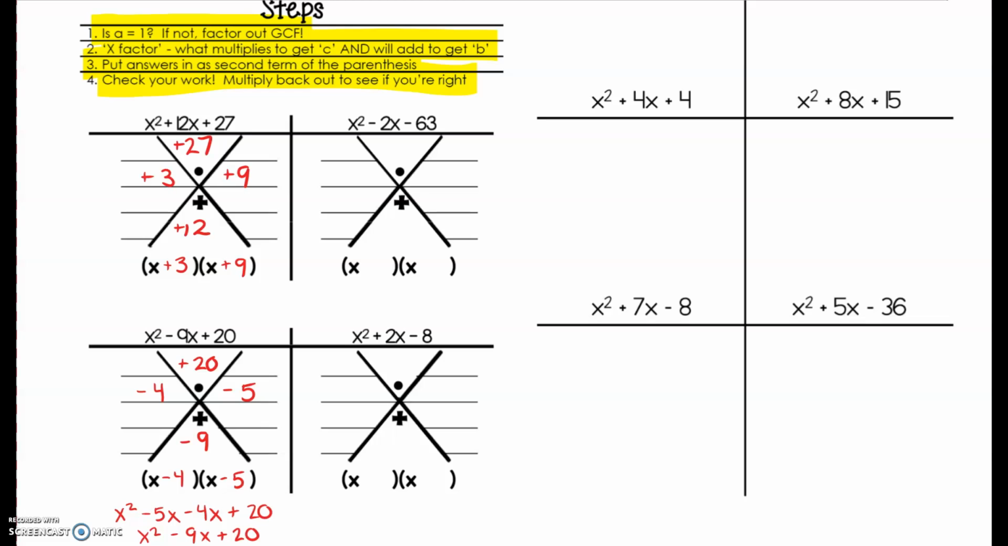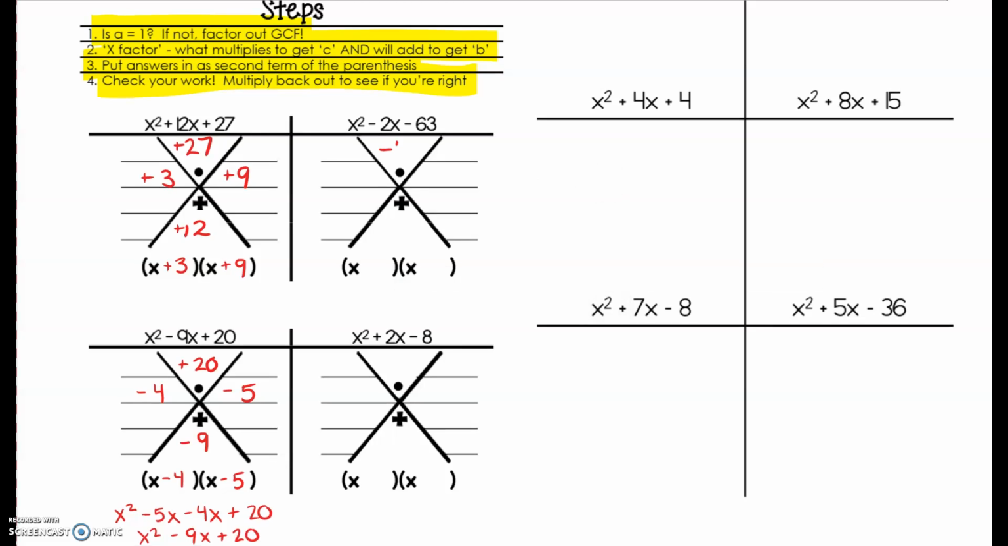Okay, moving on to the next one. In this case, we have negative 63 as our c value and negative 2 as our b value. So we need to find numbers that multiply to give us negative 63. What this means is one of these factors will be positive, one of these factors will be negative. These two numbers have to have opposite signs in order to multiply to give us a negative answer.